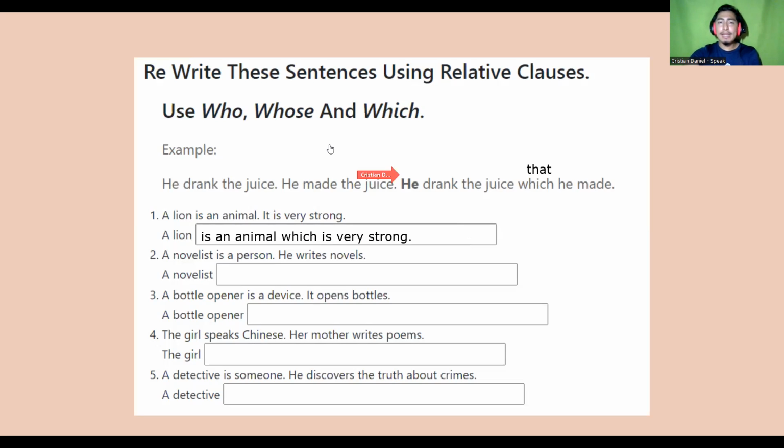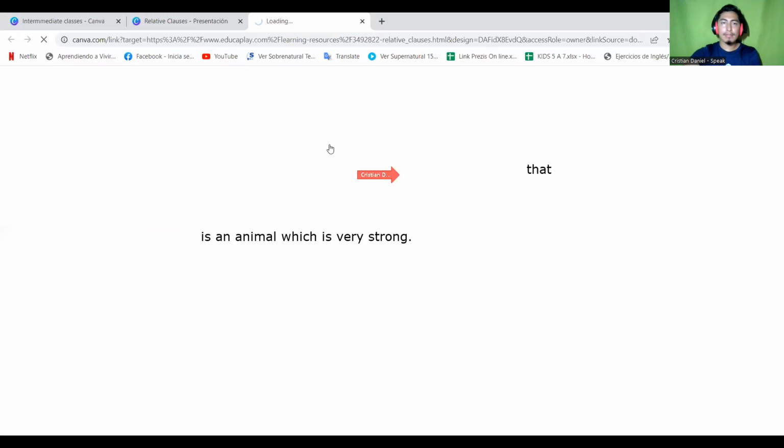Now, everybody, let's check another example. I will try to send you this link, for you to do it at home. So I will try to send you the link on the WhatsApp group. Give me a second.